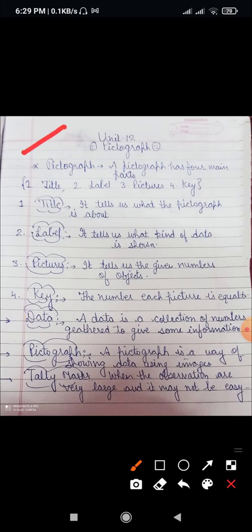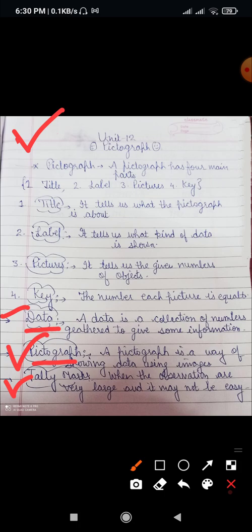Number one is data. A data is a collection of numbers gathered to give some information. That means a data is a collection of numbers, any numbers can be there, gathered to give some information. When it is gathered and gives you any information, that is called data. Now what is pictograph? A pictograph is a way of showing data, as I told you, using images, pictures, symbols, etc. Now what are tally marks?